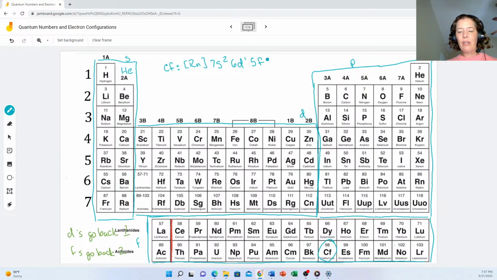Now we just need to count up electrons. 1, 2, 3, 4, 5, 6, 7, 8, 9. And that is the electron configuration for californium.